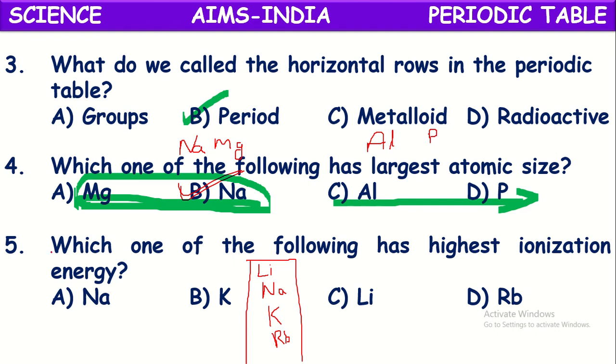Now, they are asking about ionization energy. We know in a group from top to bottom, ionization energy decreases because size increases gradually from top to bottom. So the first element in this group will have the greater ionization energy among these all. What is the first element here? Lithium. So lithium has the highest ionization energy among these all because it is the smallest sized element among these. Ionization energy is inversely proportional to atomic size. So as lithium is the smallest atom among these all, it has greater ionization energy.